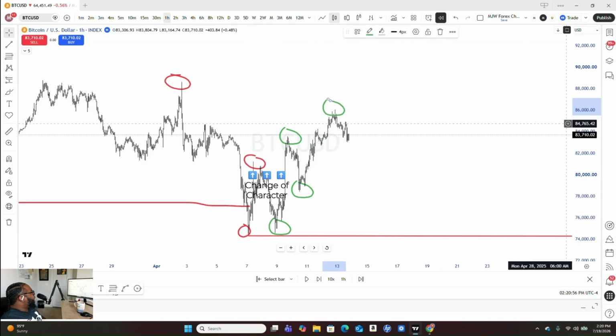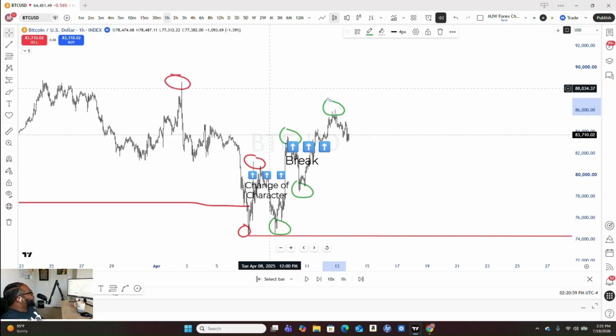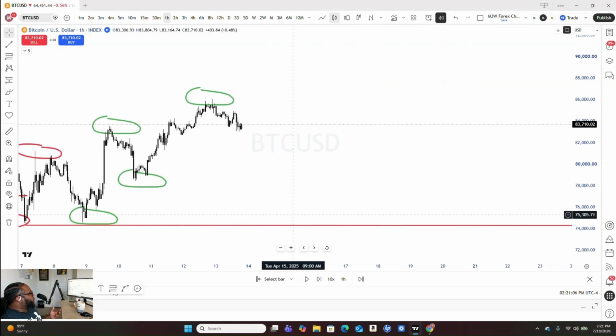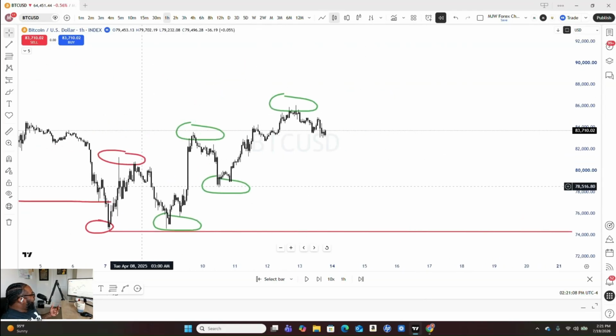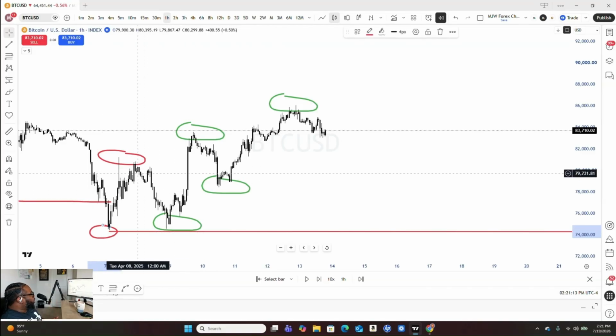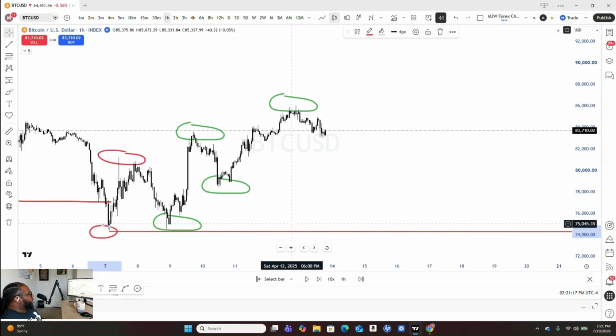So now that the character has shifted and the structure has broken on the smaller time frame, going back in the direction of the big time frame, we want to start to say to ourselves, can we get into the move, right? This is where we start to identify our order flow has shifted to an H1 bullish order flow, and that H1 bullish order flow is in alignment with our weekly bullish order flow. So that's what gives us one of our best entries, okay?